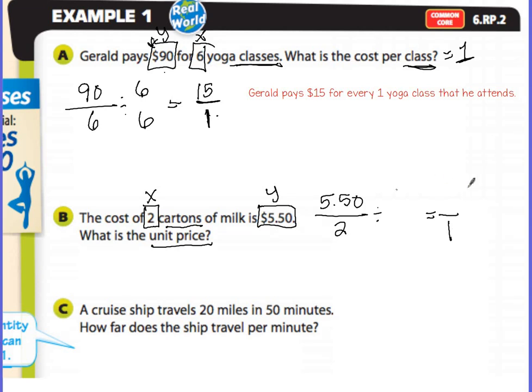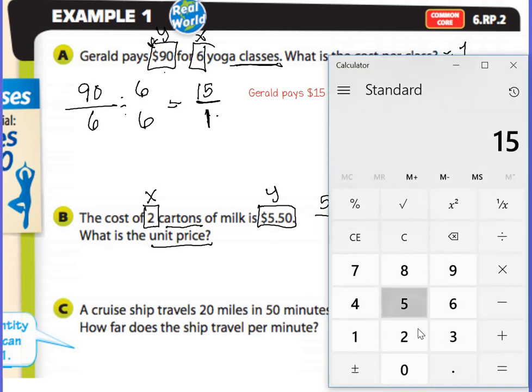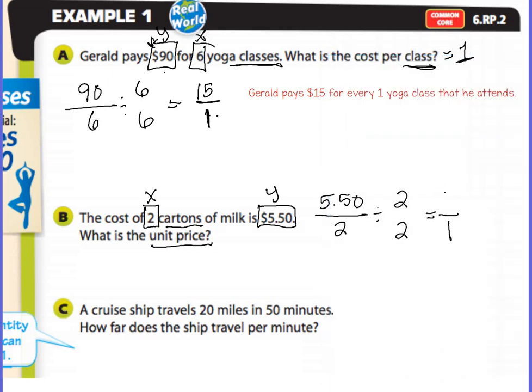And I strongly encourage you guys always set this up, because when we start doing this with fractions, this is really going to help you out. Because I know that I have to divide the 2 by 2 in order to get to 1. And what I do to the bottom, I have to do to the top. And then again, I do $5.50 and divide it by 2 and I get $2.75.